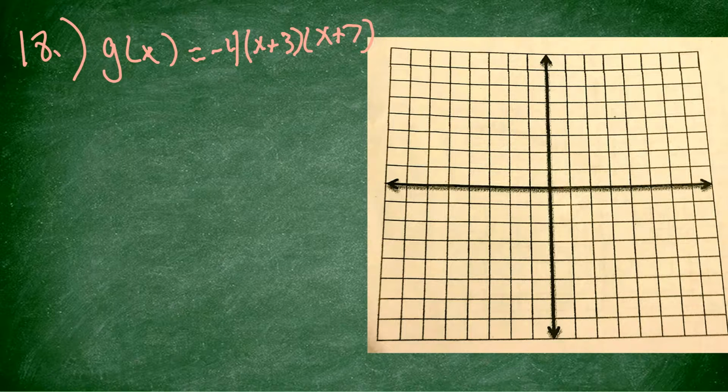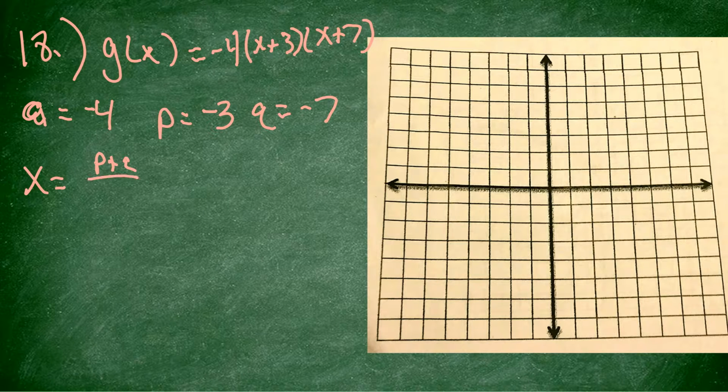Alright, g of x equals -4 times quantity x plus 3 times quantity x plus 7. A is -4, remember? That means I have an upside down U. Remember, I have to change both signs, so P is -3 and Q is -7. Step 2, I say P plus Q all over 2. So I say -3 plus -7 all over 2. Get -10 over 2, which is -5.